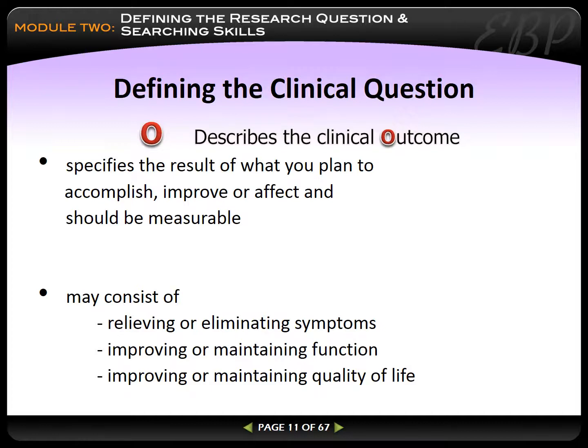When we're defining the research question, we also look at O, the outcome, and it specifies the results of what you plan to accomplish, improve, or affect, and should be measurable. So it might be where you're eliminating symptoms such as pain, or improving function such as walking, or improving or maintaining quality of life. For example, reducing anxiety so the person can participate in a sport.